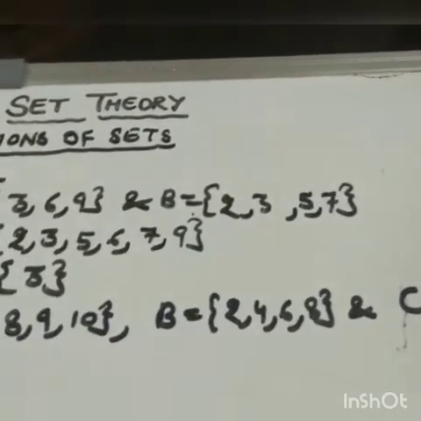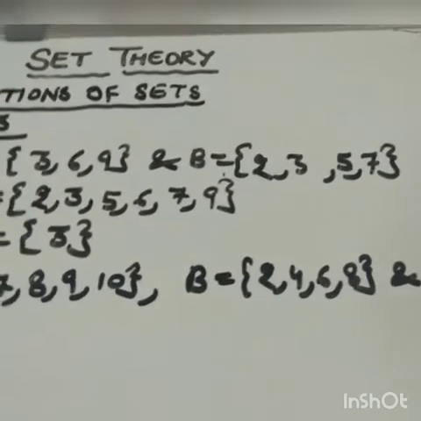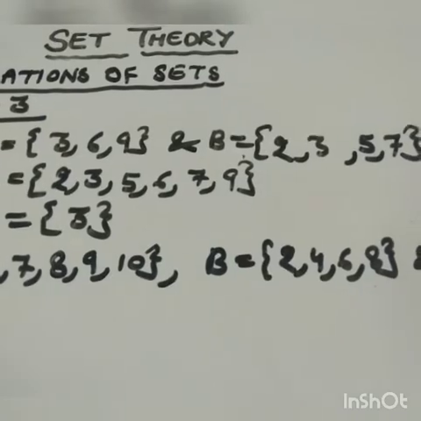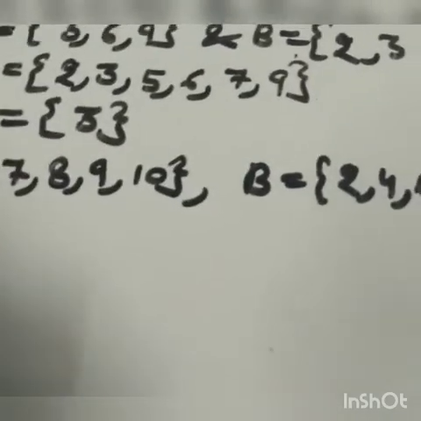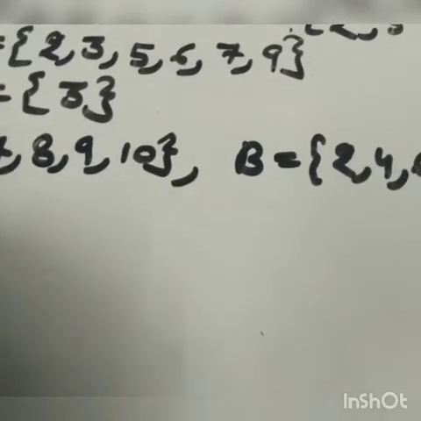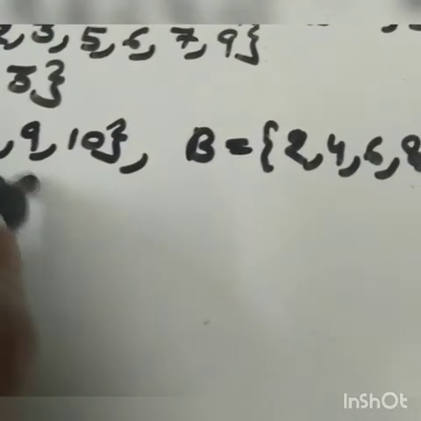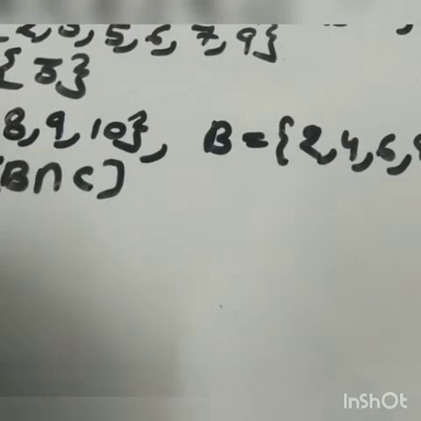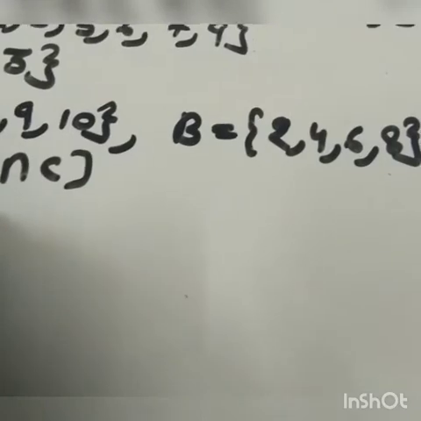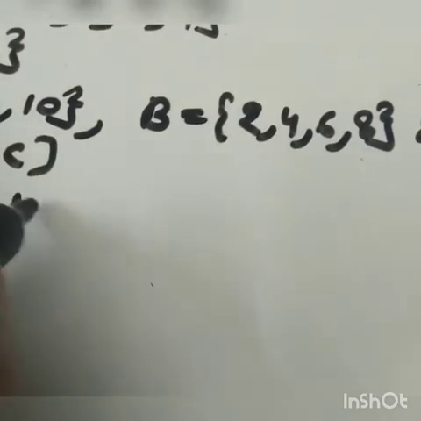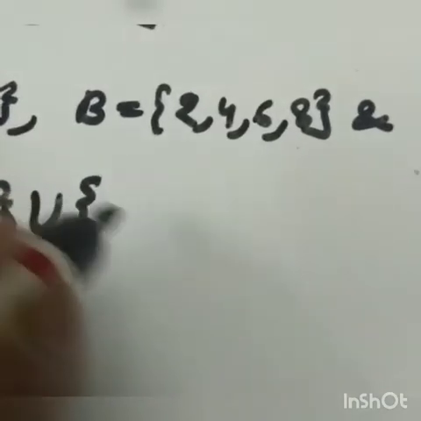Now you have to prove that A union (B intersection C) is equal to (A union B) intersection (A union C). So I'll start with the left hand side. Left hand side will be A union (B intersection C). First, A we can write as it is, 6, 7, 8, 9, 10, because you can't do anything here. Union of B intersection C.